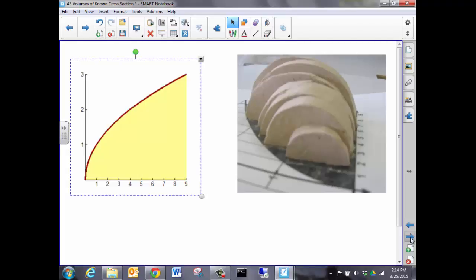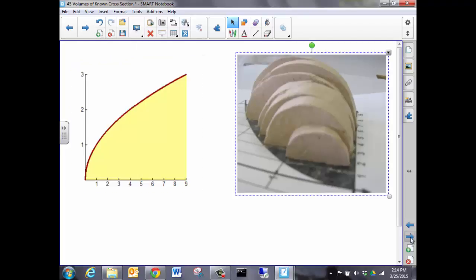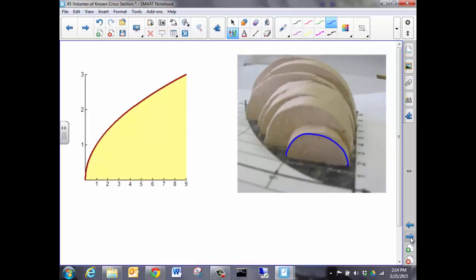Now, we could find the volume of these 1, 2, 3, 4, 5, 6, 7 pieces here, couldn't we? But if we want to find the volume of this thing continuously, we've got to integrate that. Does that help you to picture what we're looking at here? So how would you find the volume of just this one piece right here? It would be the area of this that I'm shading in blue.